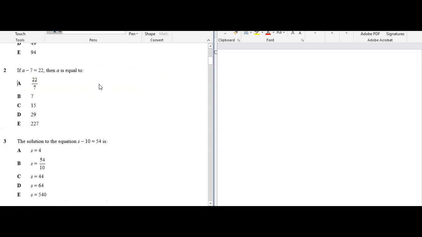All right, second question. If a minus 7 equals 22, then a is equal to, so we've got a minus 7 equals 22. To get rid of that 7, add 7 to both sides, so that disappears. 22 plus 7 gives you 29.